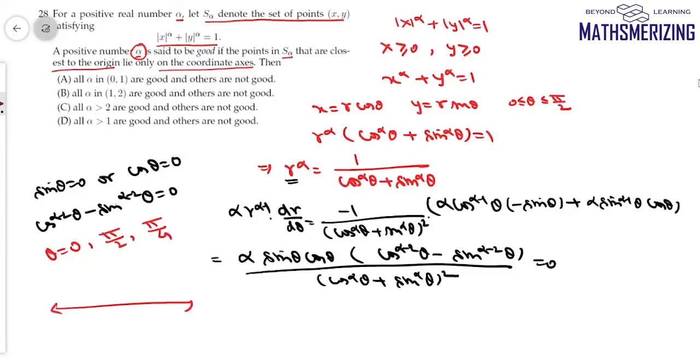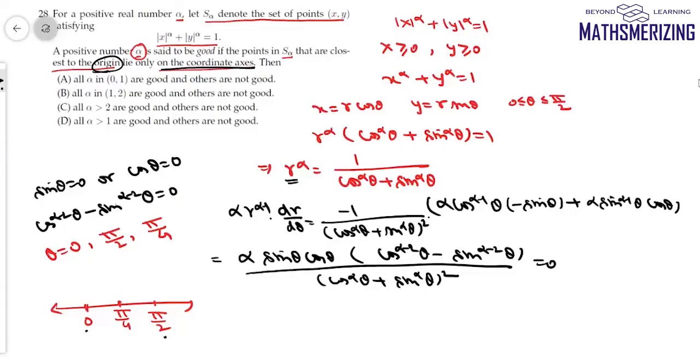So I'll put these points on number line. So this is 0, this is pi by 4 and this is pi by 2. Now in the question it says the point closest to origin must lie on coordinate axis. So that means I must get a minima when theta is either 0 or pi by 2.